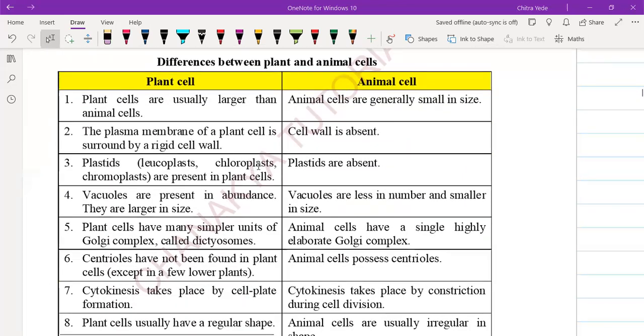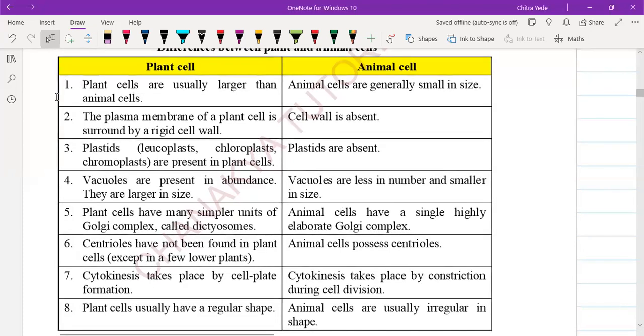Now we have the difference between plant cell and animal cell. So plant cells are usually larger than animal cells. Do remember, the largest animal cell we can say is the egg of an ostrich, which is the largest cell found on earth. Animal cell.